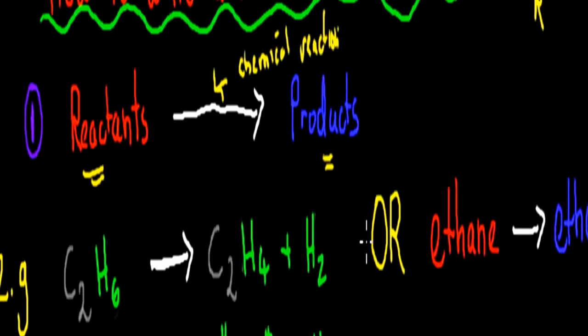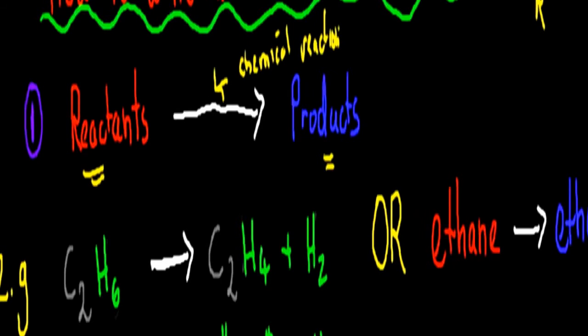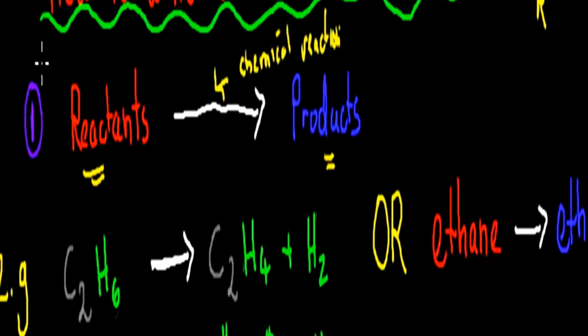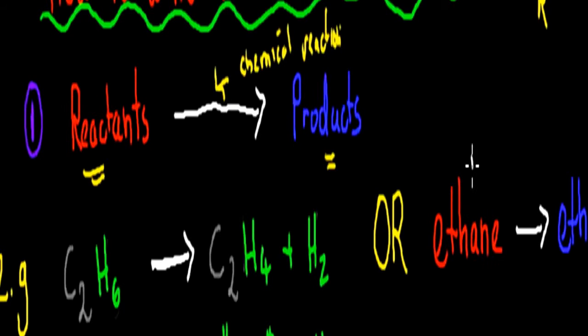But there's three different equations. All three say the same thing. And what they talk about is ethane turning into ethene and hydrogen gas. But one is a word equation, one is a formula equation, and the other is a structural equation. So I'll go for the word one first. In a word one, so this is a word equation.